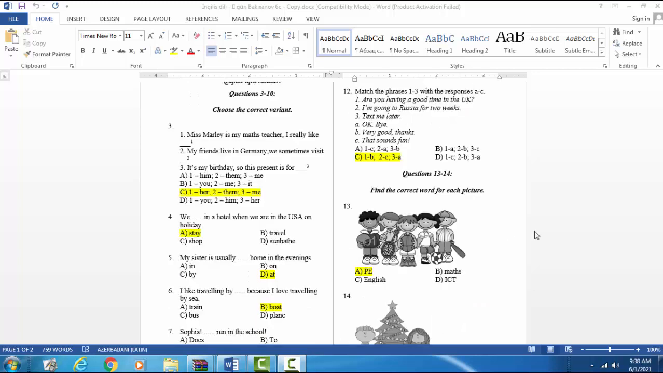Question 12. Match the phrases 1-3 with the responses A-C. Are you having a good time in the UK? Very good, thanks. I'm going to Russia for 2 weeks. That sounds fun. Text me later. Okay, bye. 1B, 2C, 3A.